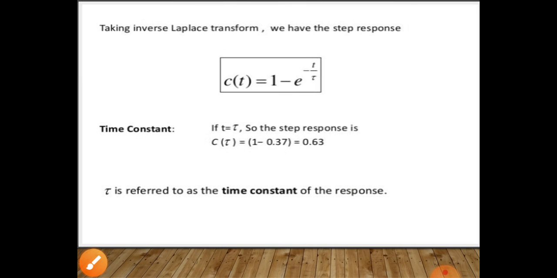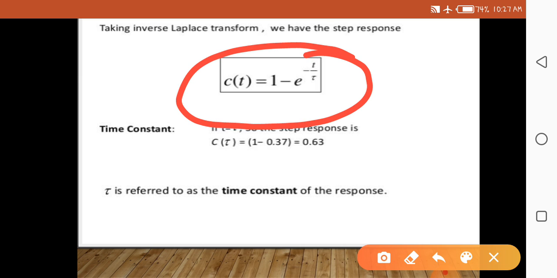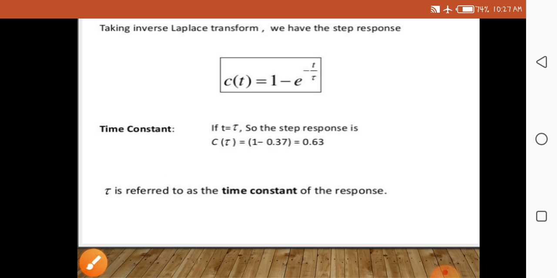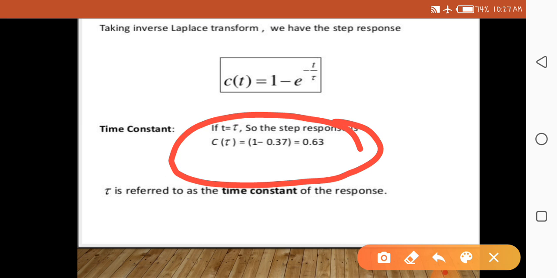Now, taking the inverse Laplace transform, the step response is produced as C(t) equals 1 minus e raised to power minus t upon T. For the time constant, if t equals tau, then the step response is C(tau) equals 0.63, where tau is referred to as the time constant of the response.